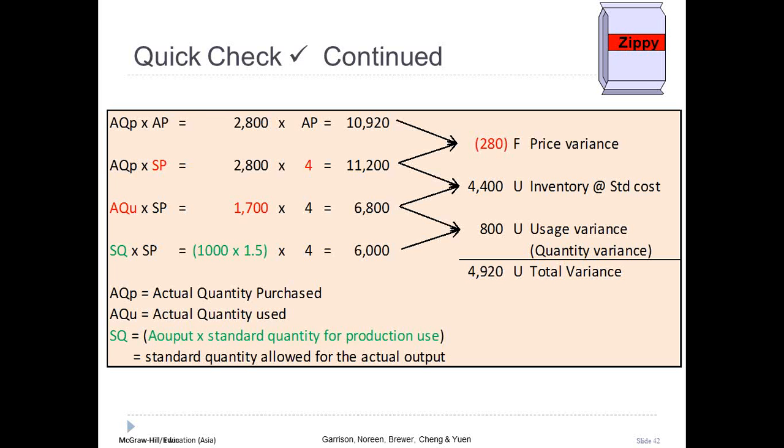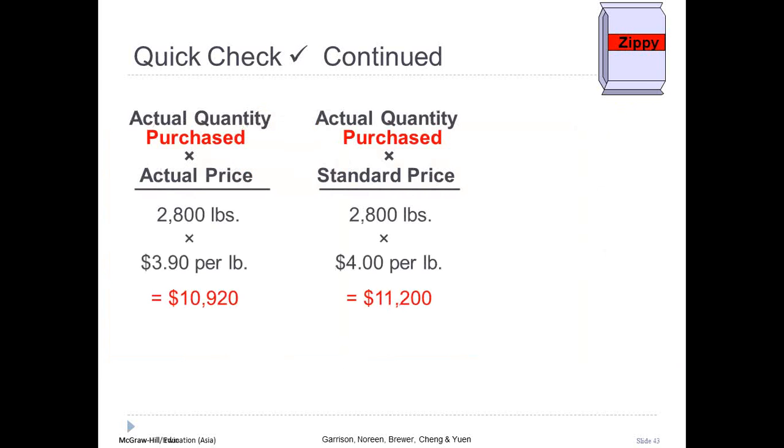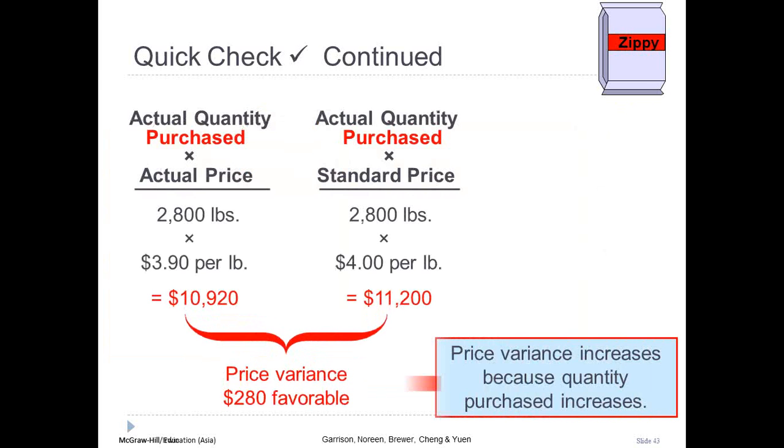Hansen actually paid $10,920 for the 2,800 pounds of material. Multiplying the standard of $4 per pound times the 2,800 pounds of material purchased, we find that the solution should have been $11,200. The price variance is now $280 favorable.